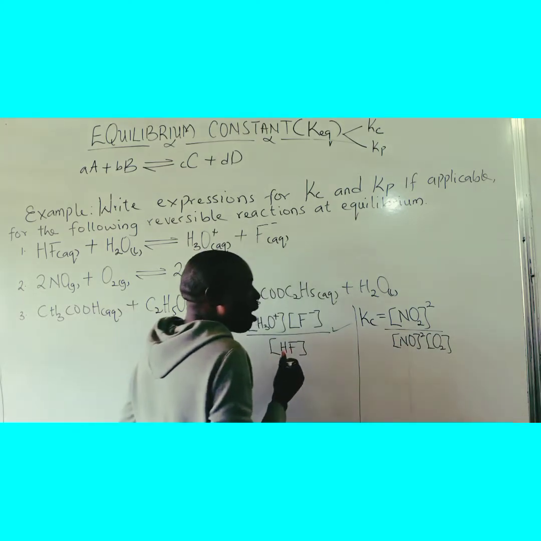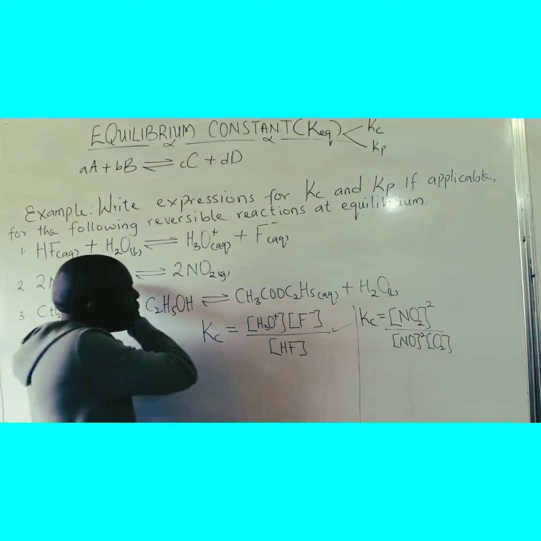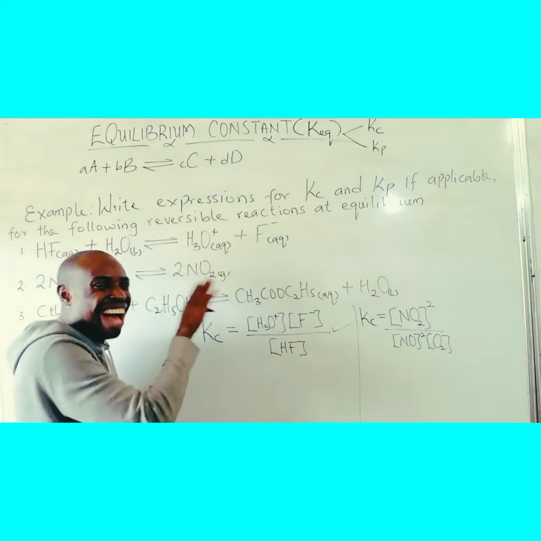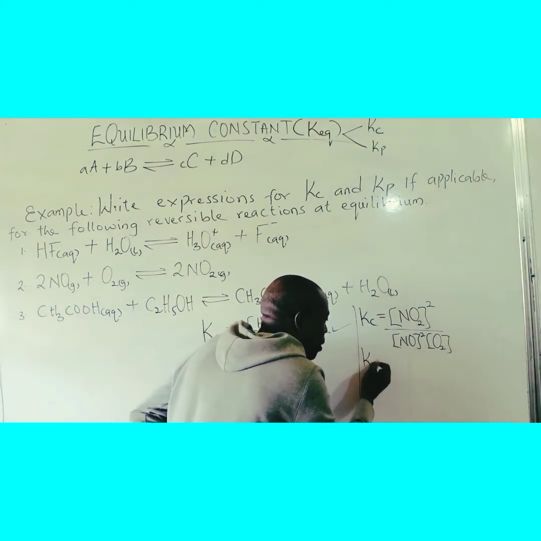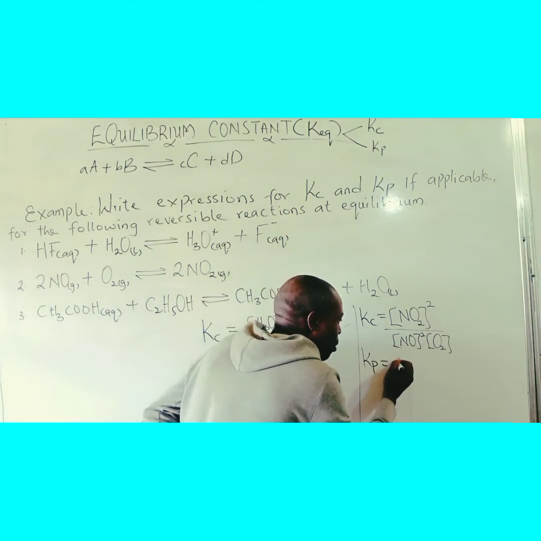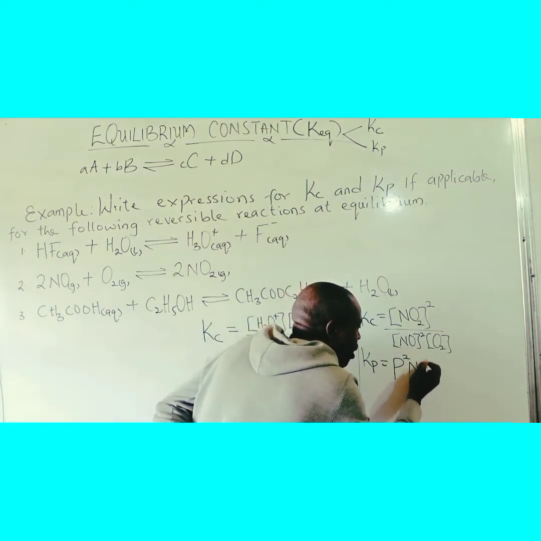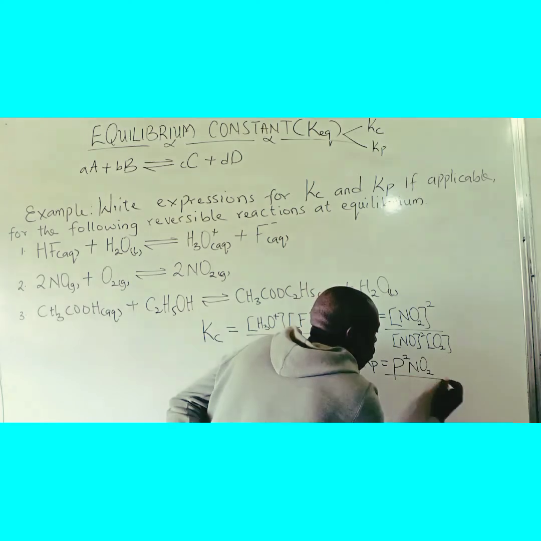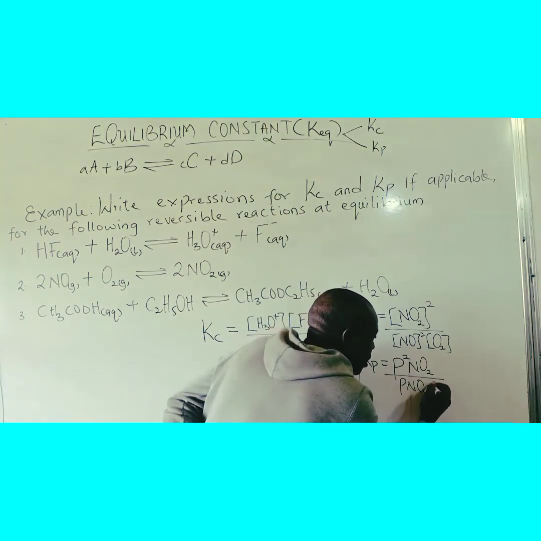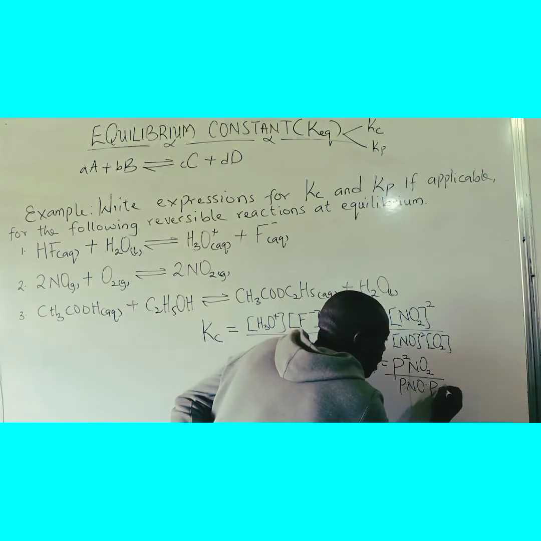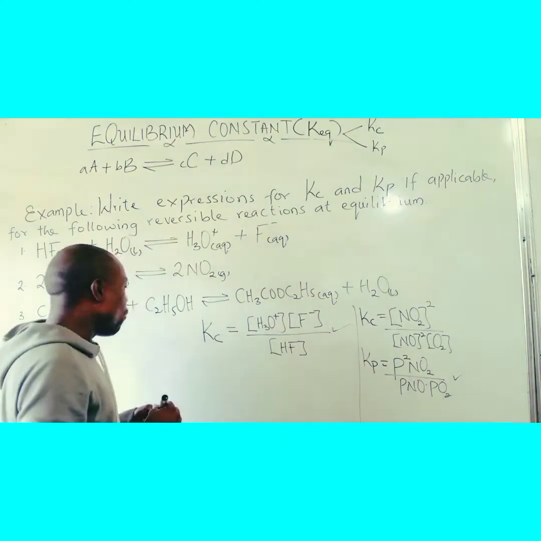Now, because the state of these reactive substances is gaseous, it will be Kp. Kp is equal to the partial pressure of NO2 squared over the partial pressure of NO squared times the partial pressure of O2. That is the final one. Then we'll move to the last one.